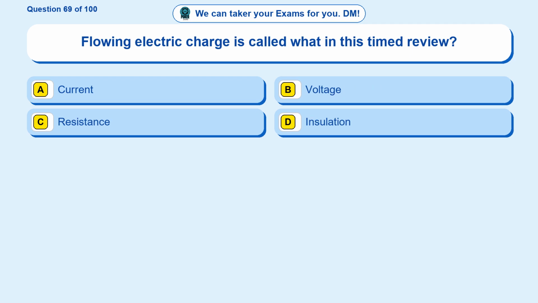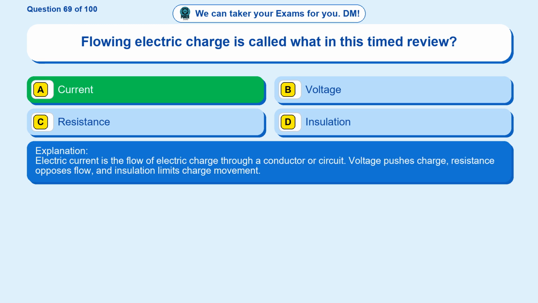Question 69. Flowing electric charge is called what in this timed review? Option A, current. Option B, voltage. Option C, resistance. Option D, insulation. The correct answer is option A. Current. Electric current is the flow of electric charge through a conductor or circuit. Voltage pushes charge, resistance opposes flow, and insulation limits charge movement.